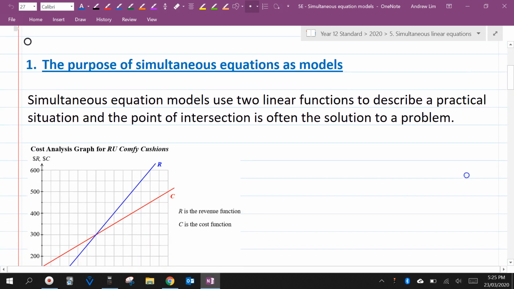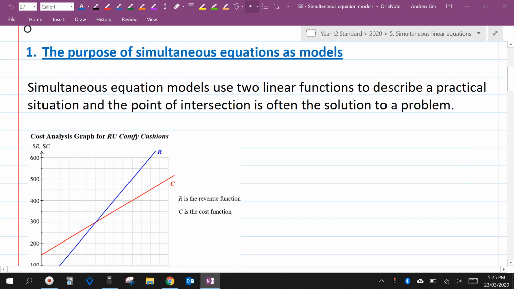The purpose of simultaneous equations as models. Simultaneous equation models use two linear functions to describe a practical situation, and the point of intersection is often the solution to a problem. So the whole purpose of this is to find a solution to a problem.